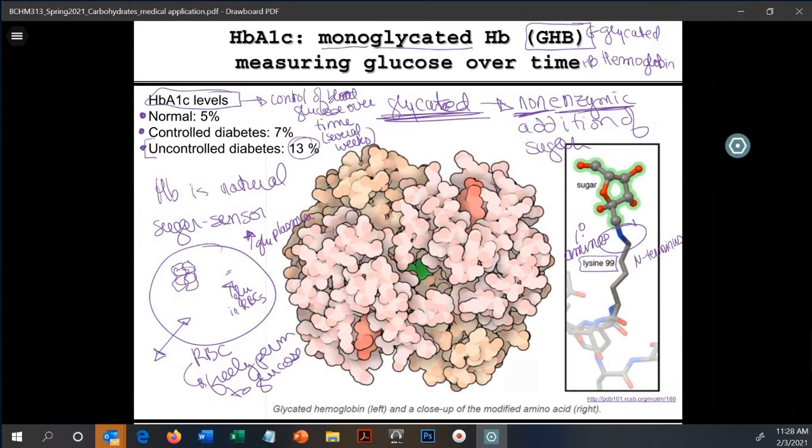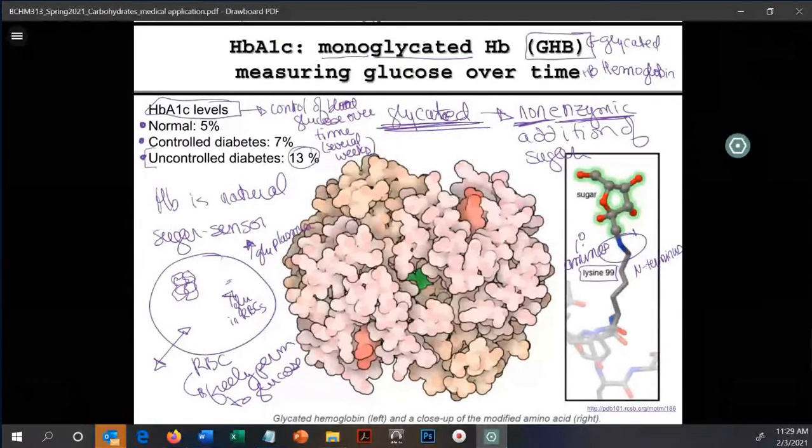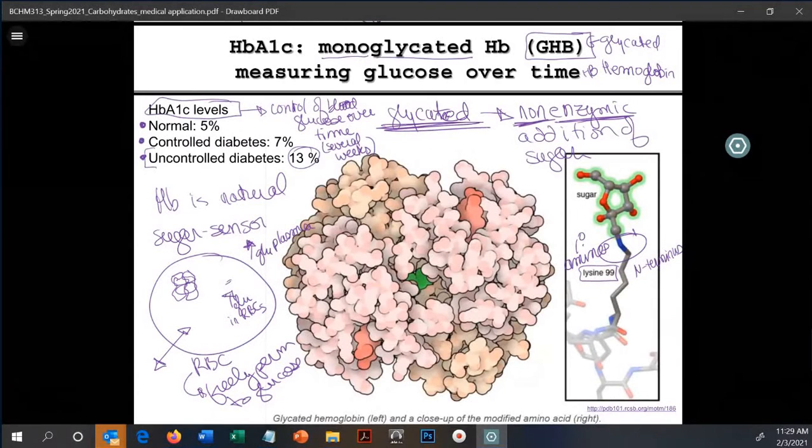Those are the places where you're going to find the sugar residue attached. Now, HbA1c was Molecule of the Month for PDB, the Protein Data Bank, and if you click this, you can read up on those resources there. If you look at this hemoglobin molecule, don't forget your structure of hemoglobin: alpha 2, beta 2. This would be a heme in red, and this is another heme in red. And they're showing you in green the sugar, the glycated hemoglobin, which is very commonly found on lysine 99.